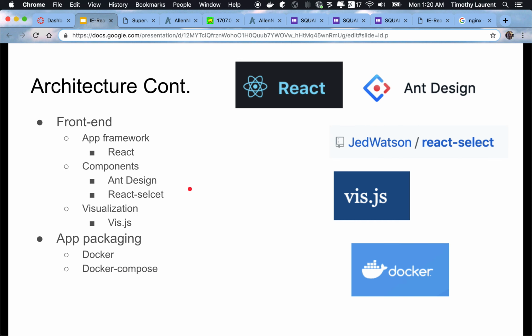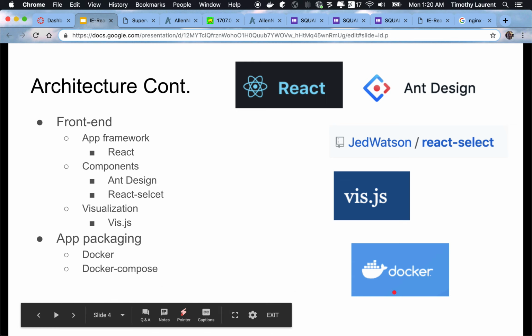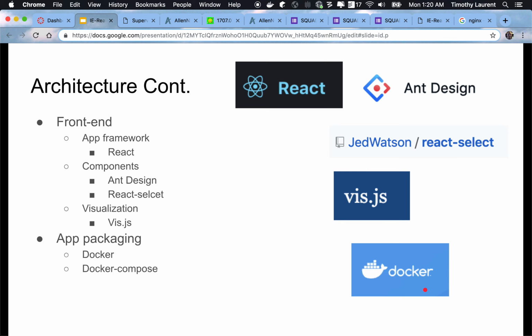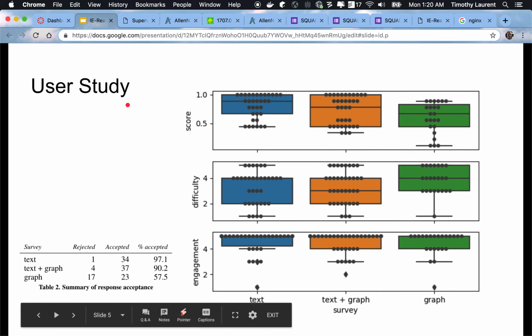On the front end, it was built with React and the Ant Design library, which is Alibaba's design language, and they have a host of React components that are quite nice. Jed Watson's superb React Select for doing selection, Viz.js's network visualization library, and then the whole application was built with Docker and packaged for deployment and development with Docker Compose.